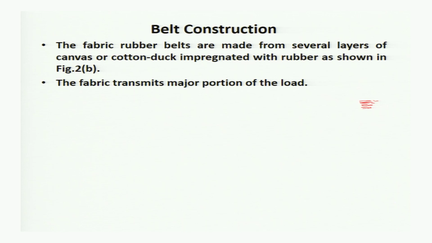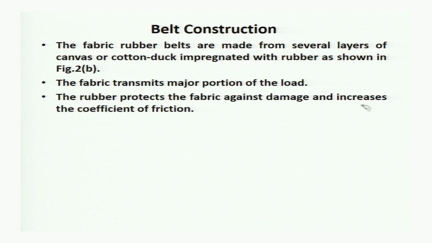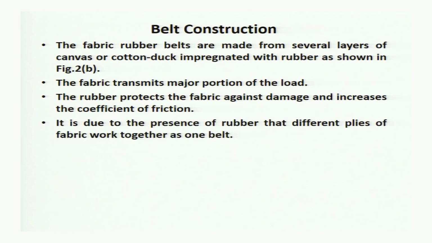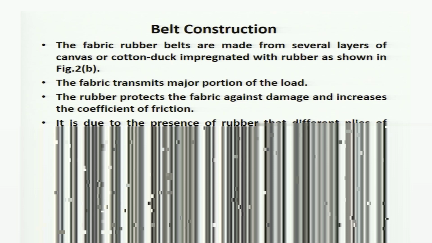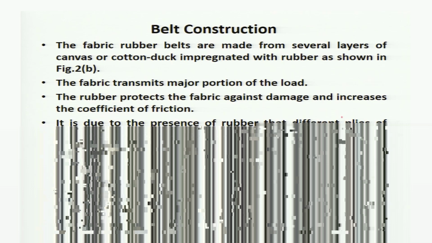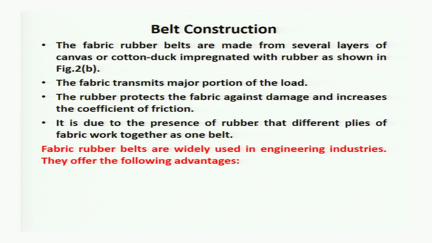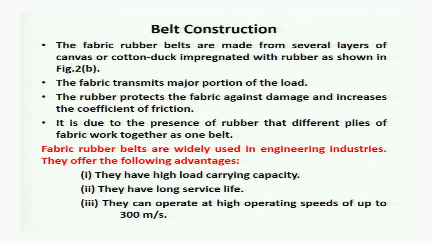The fabric transmits a major portion of the load and increases the coefficient of friction. It is due to the presence of rubber that different plies of fabrics are bound by the rubber. Fabric rubber belts are widely used. Advantages: they have high load carrying capacity, they have long life, and operating speeds of up to 300 meters per second.